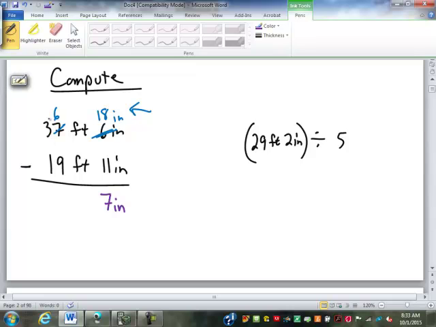Now 36 minus 19, we're going to borrow from the 3, make that a 2. This is a 16. 16 minus 9 is 7. 2 minus 1 is 1. So we have 17 feet, 7 inches.